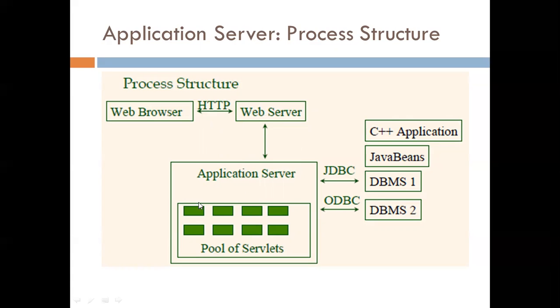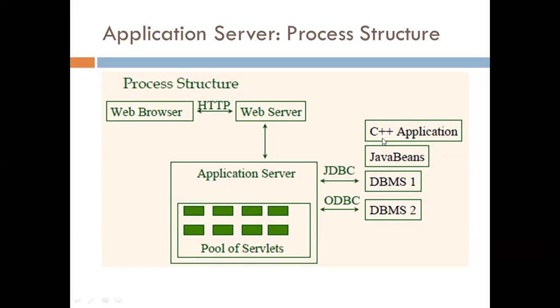application related activities. And the application server will have a pool of servlets, just like threads. Each servlet will perform a particular action. Then the application server will interact with the DBMS. Many databases can be used, which means heterogeneous sources. In order to interact with the database, the applications will make use of JDBC and ODBC. JDBC stands for Java Database Connectivity and ODBC for Open Database Connectivity.